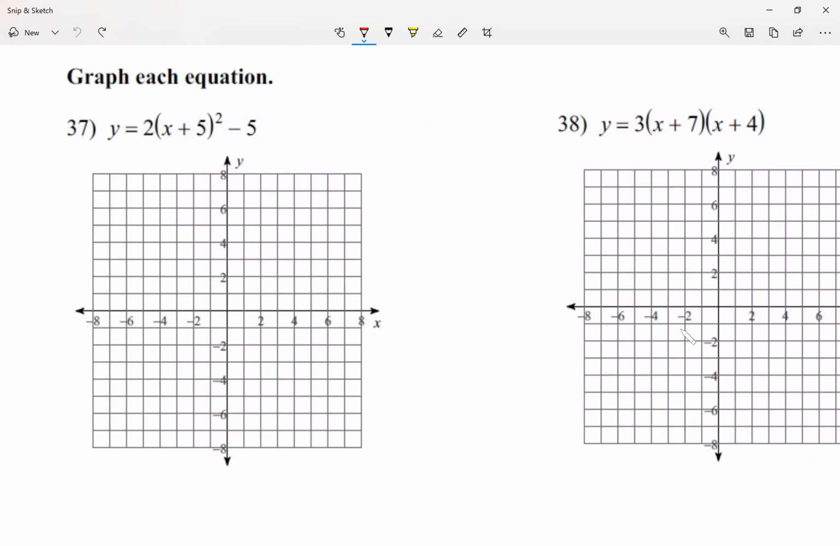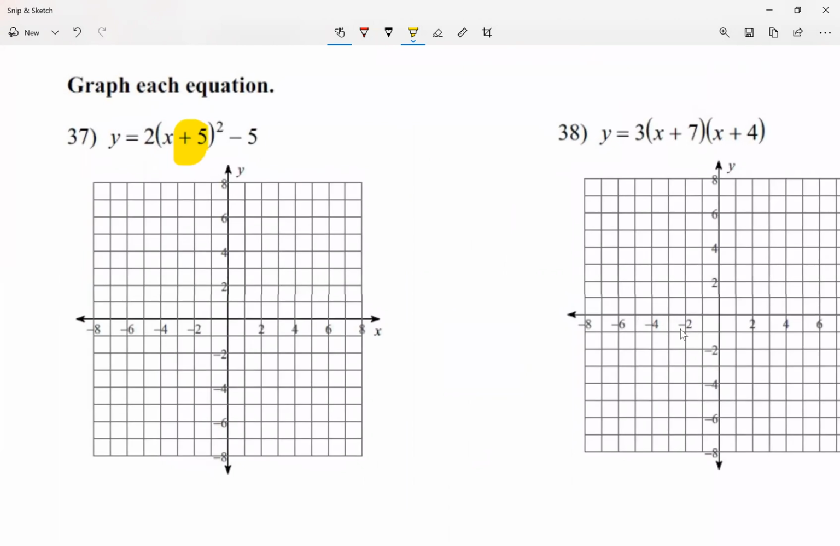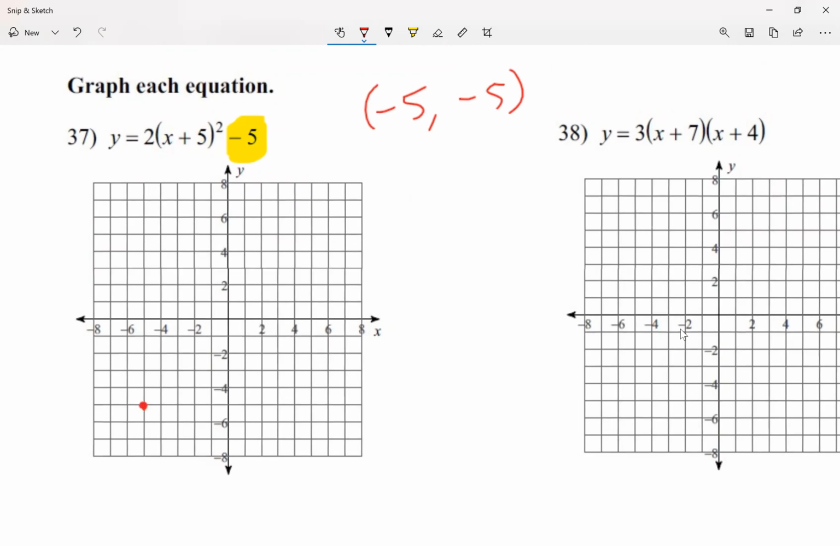So this is given to me in the vertex form. I'm gonna use this information for my x value. My x value of my vertex is -5. Notice I switched the sign. And I'm going to use this number at the very far end for my y value. Don't switch the sign. Your y value is -5. So I know there's my vertex.